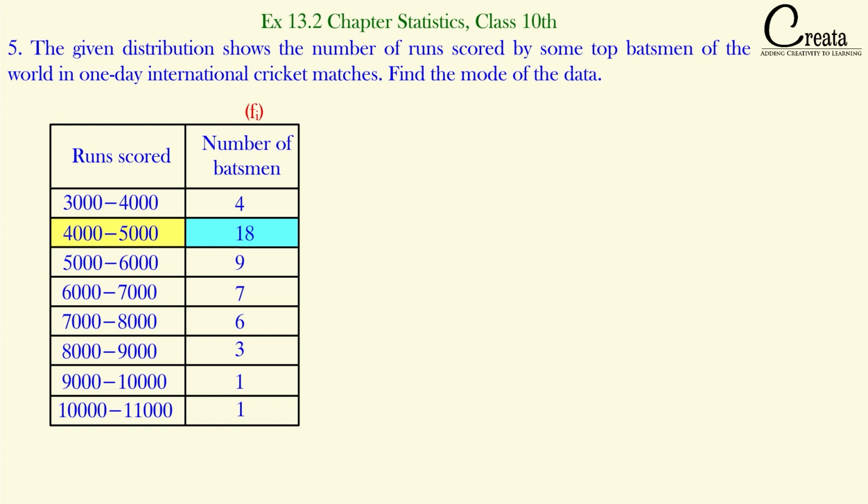This is the first step and this is the formula of mode. Let's identify f0, f1 and f2. f1 is the frequency corresponding to the modal class, or the maximum frequency. So f1 is 18, and f0 is the frequency before the modal class frequency. So 4 is f0, and f2 is the frequency after the modal class frequency. So 9 is f2. We got f0, f1 and f2.